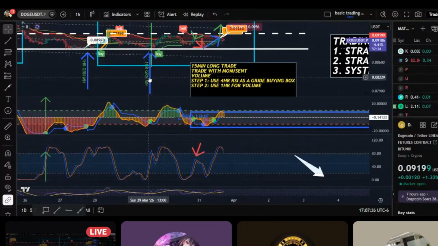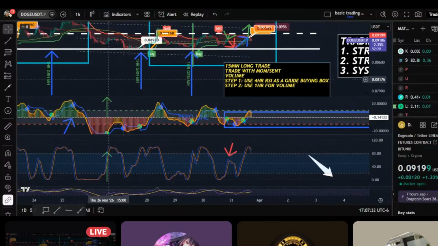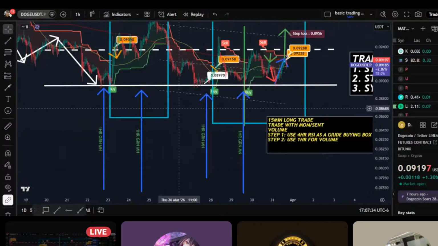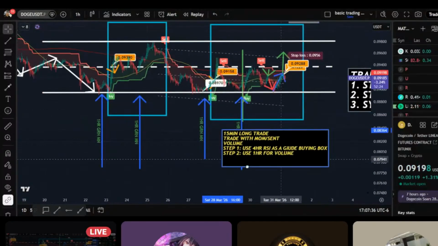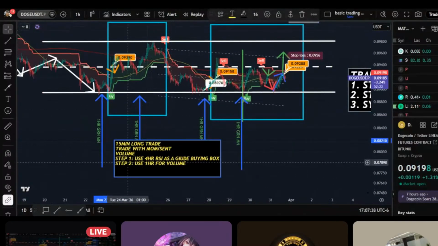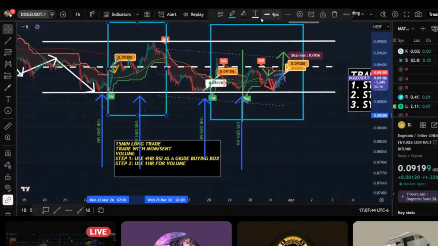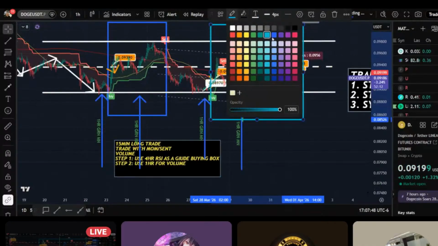Okay, so here's our 2 moons inside of this particular buying box. Now that we have those in there, we can just click on that, and now we have 4 options here, right? So we have our 4-hour RSI guide to buying box, which has our blue boxes here. I'll make them all the same blue.